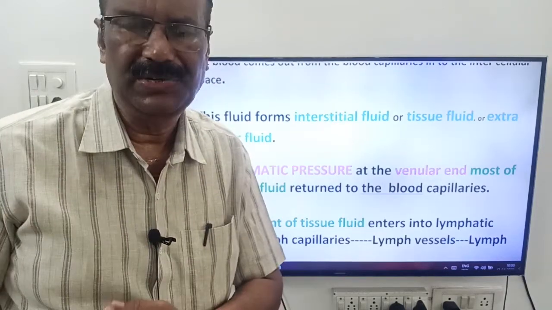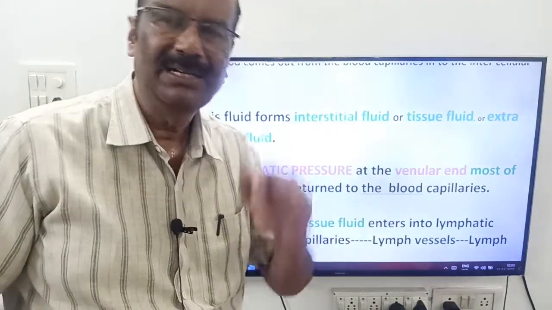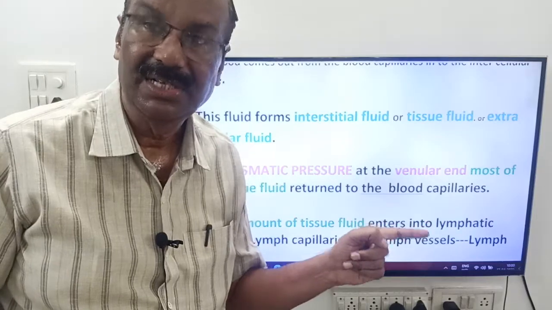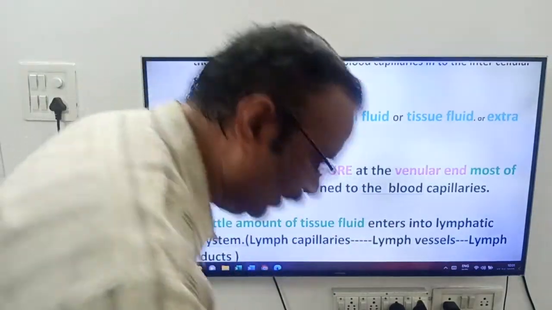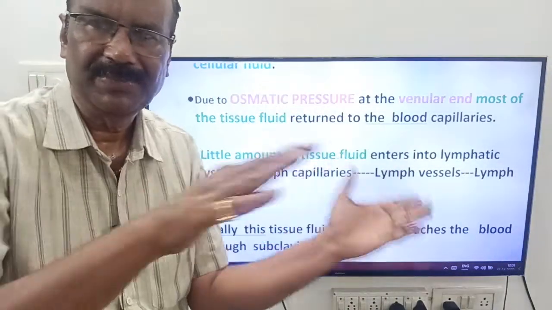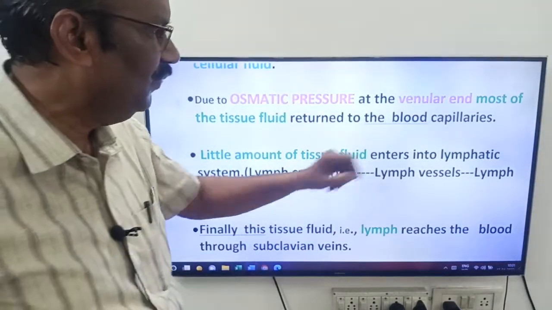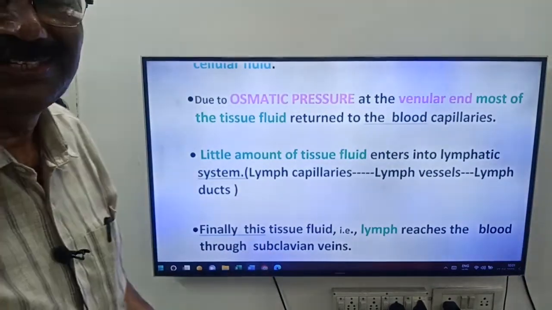These tissue fluids or interstitial fluids once again enter into the blood vessels through venular ends, friends. By which pressure? By osmotic pressure. Okay friends, now here one more important point. After the exchange of incoming and outgoing, a little amount of tissue fluid enters into the lymphatic system.